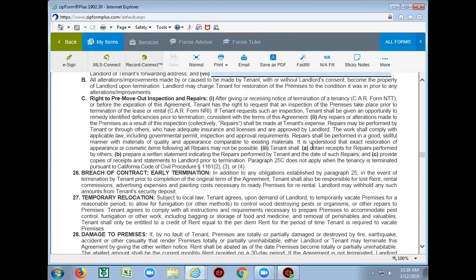It is understood that exact restoration of the appearance of cosmetic items following all repairs may not be possible. Why? For example, say you have a house in San Marino. Oh boy, nice house, but you put it on the market for lease, and the wood, everything is pretty much antique. Hey, the tenant wants to do a modification or alteration. Usually I would suggest the landlord say no, no, no. Why? Because if you do something and replace it, there's no way you can restore it back to the original. Because those are antiques, okay? You cannot restore back to the original no matter what.